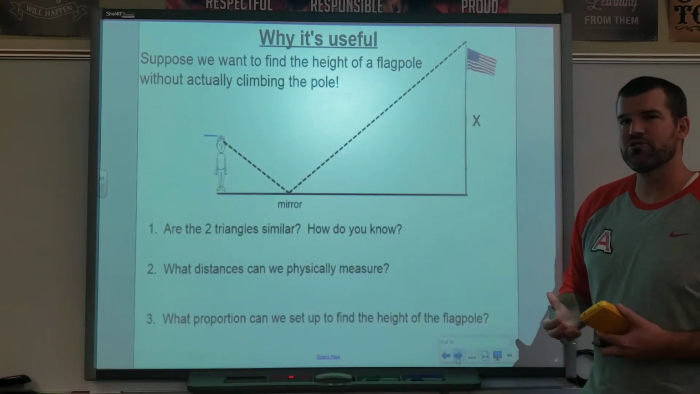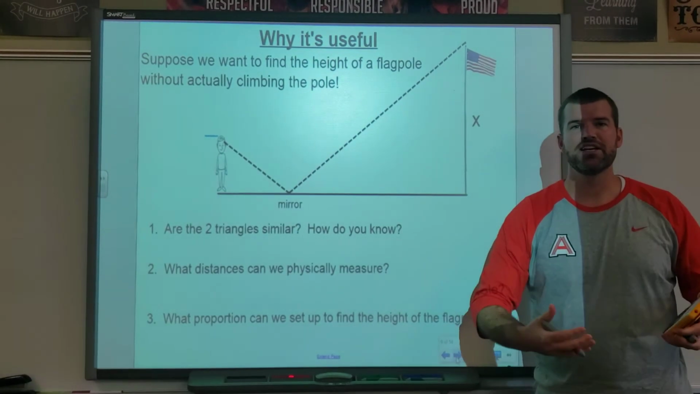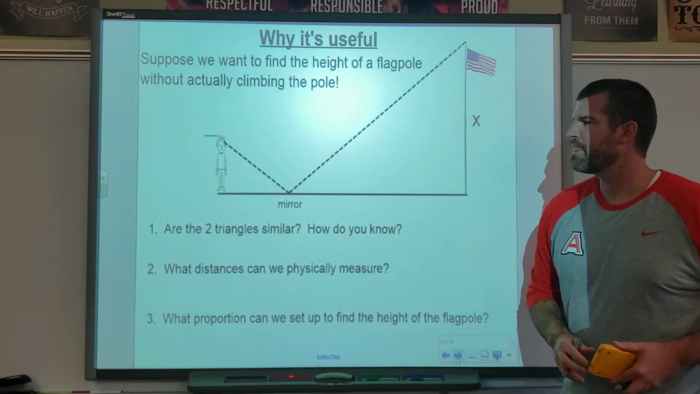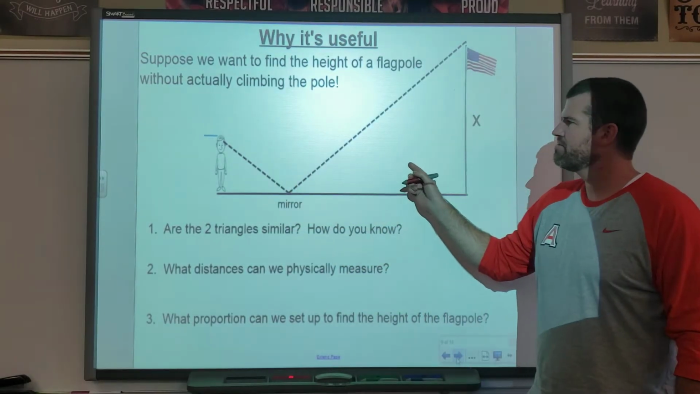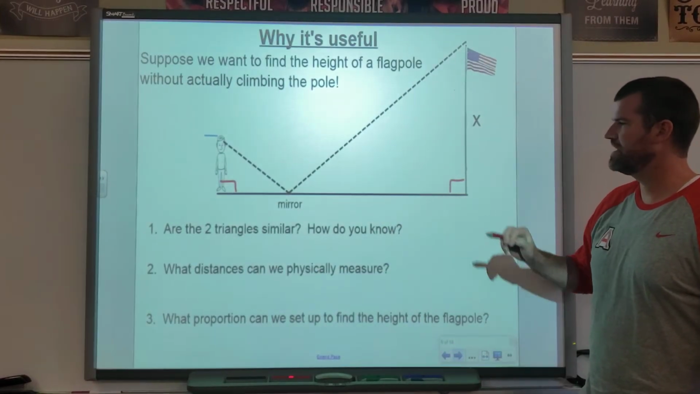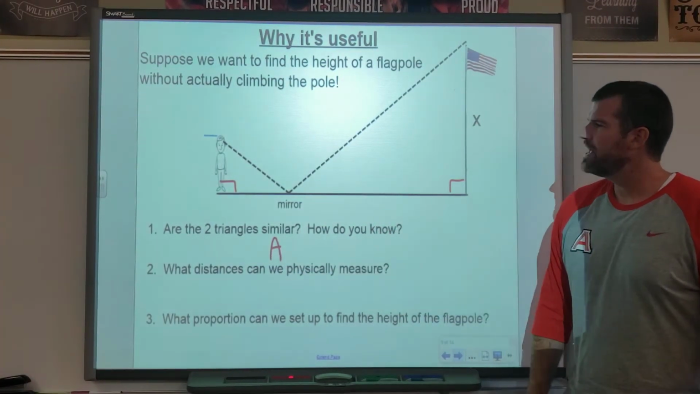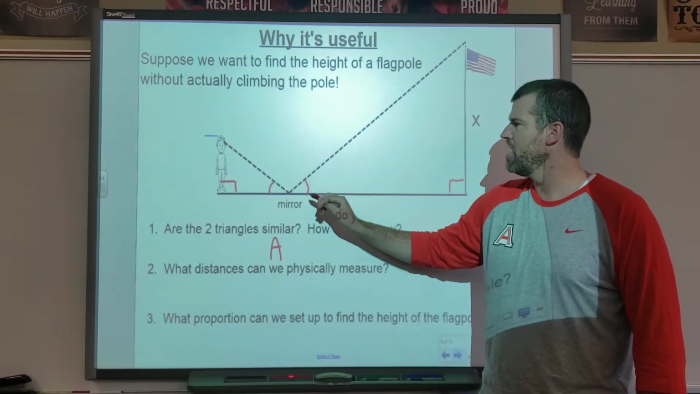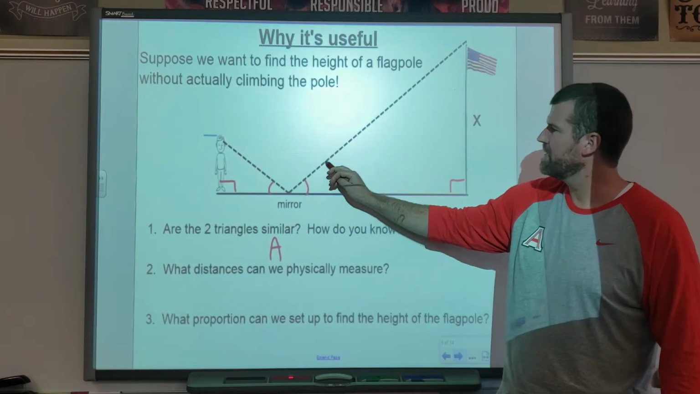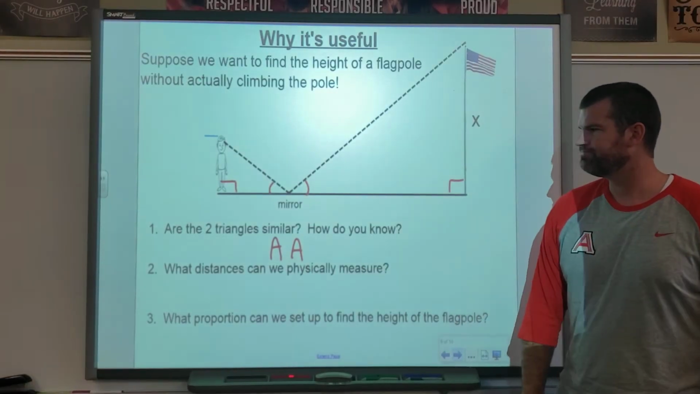So why could this be useful for indirect measurement? Well, if we wanted to find the height of a flagpole or a building or a tree, again, we can do it with a mirror. So how do we know that these two triangles are similar? Well, he's standing at 90 degrees. The flagpole is at 90 degrees, right? They're both straight up and down. So there's one pair of angles. And then the second pair of angles, we just said this is called the law of reflection, right? So the angle that we're looking in at the mirror and the angle that we see bouncing off of the mirror will be the same angle. So they are similar by angle.